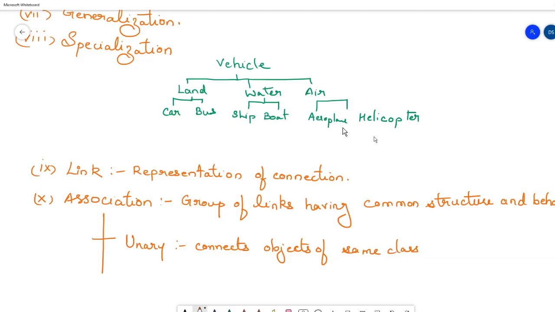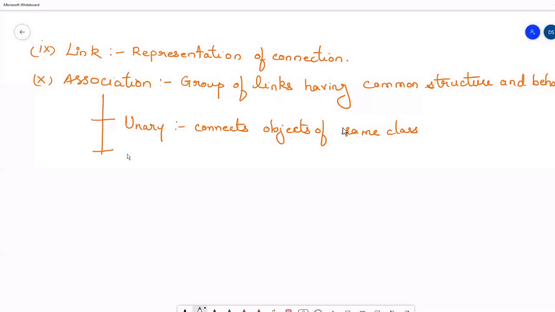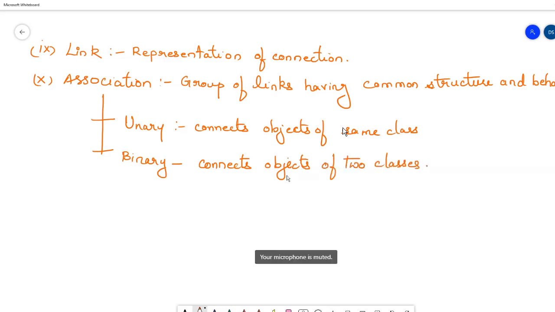Now, the next is binary, which connects objects of two classes. And the third one is ternary, which connects objects of three or more classes.